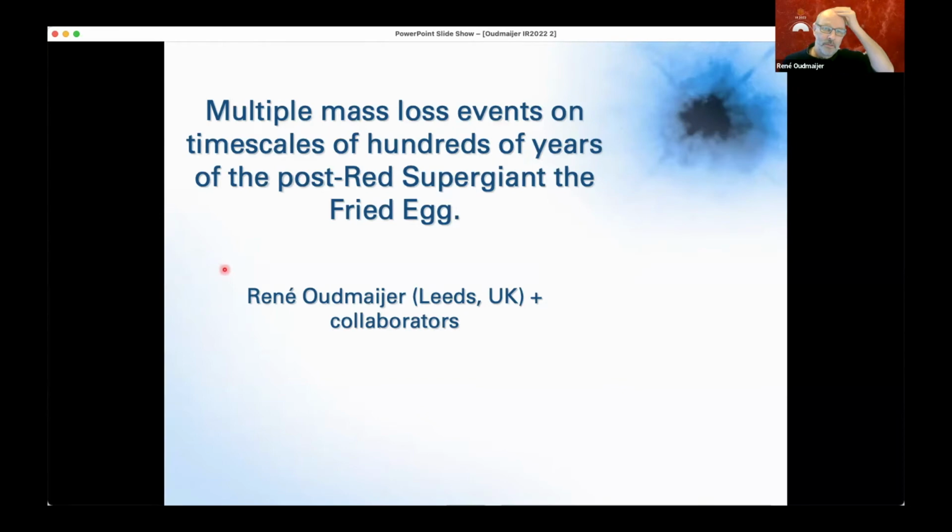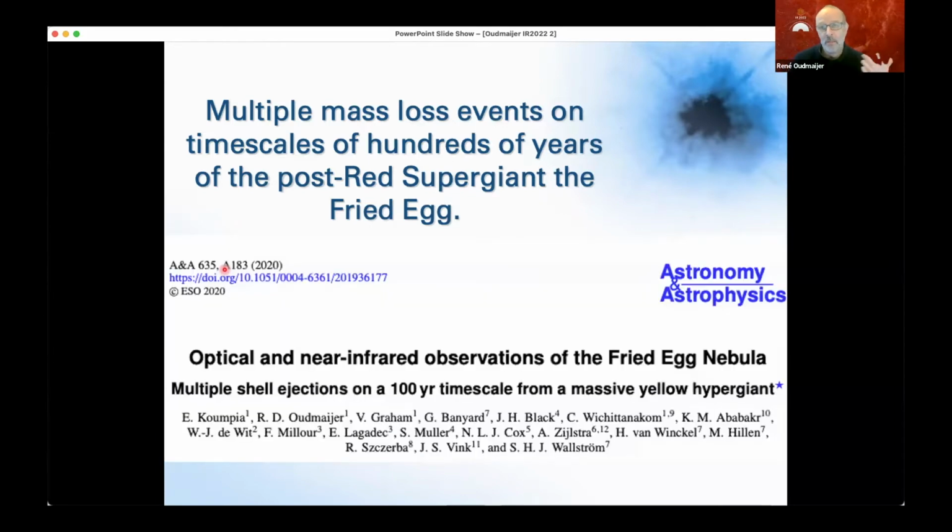Today, I'd like to talk a little bit about a post-red supergiant that we call the Fried Egg. It's part of studies that we are doing in Leeds and a host of collaborators on post-red supergiants, massive evolved stars. And in those 10 minutes, I will try to actually use my timer. I'll talk about a couple of conclusions that we published recently in a paper first authored by Evgenia Kompia.